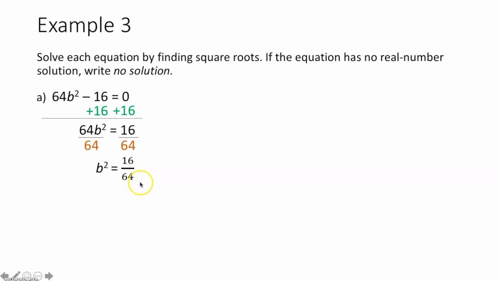This fraction right here, I can simplify this. I can actually divide each of these by 16. This divided by 16 is just 1. This divided by 16 is 4. So I get b squared is equal to 1/4.